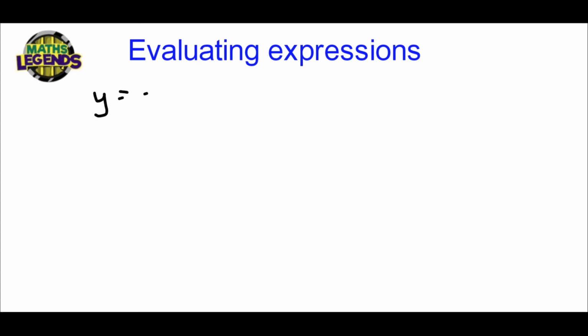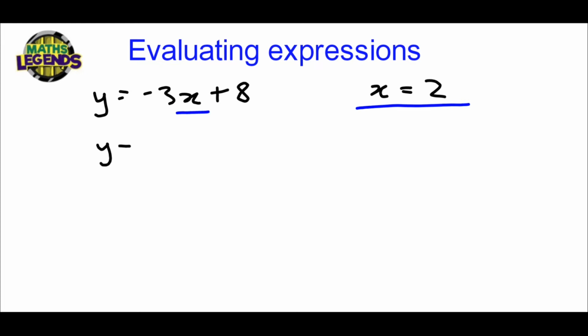y equals minus 3x plus 8 and x is equal to 2. So now we know that we can replace x with the value of 2. x appears once here. So we write down everything else in the same position. So minus 3, plus 8, and we just replace x with the 2. And we know that minus 3x is minus 3 times x. So it's just a times symbol in the middle.